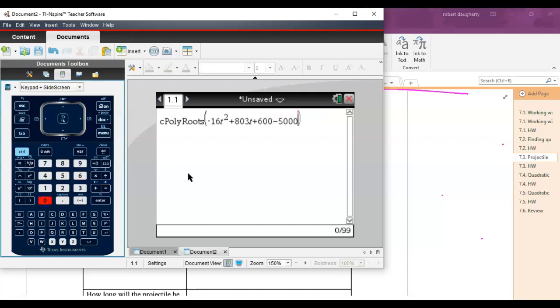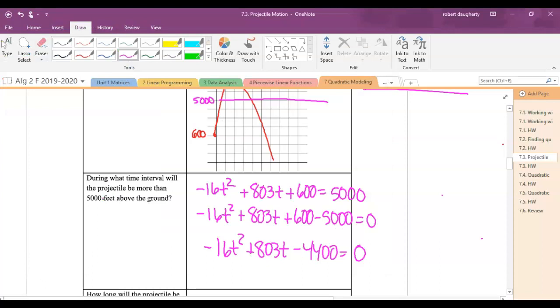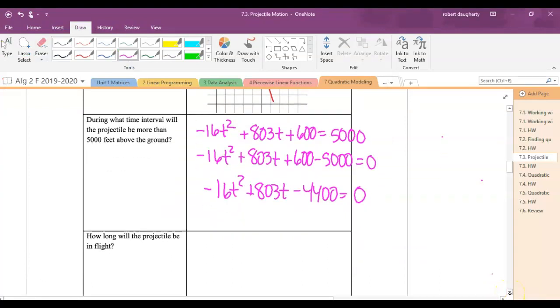Okay. You want the expression that's set equal to 0. And then what do I put after that? Comma t and enter. And there we go. Okay. So this tells me 6.26 and 43.93. So t is equal to 6.26 and 43.93.